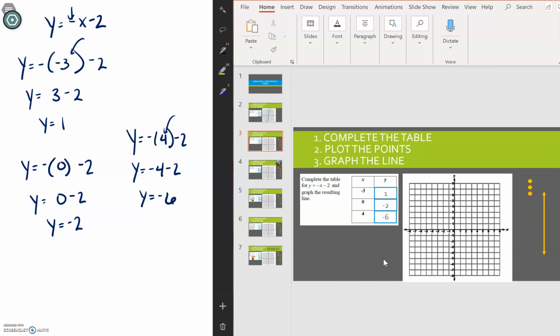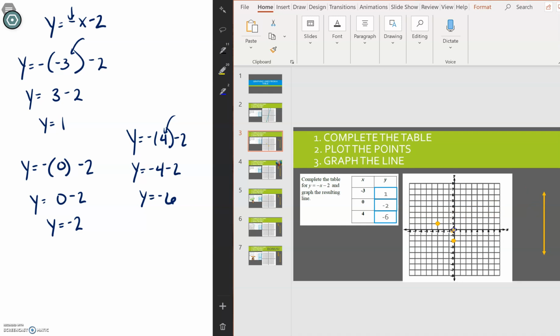Alright, so we got the first part done. We completed the table. Now we need to plot the points. It's negative 3, positive 1. So from the origin, I'm going to go to the left 3 and up 1. Second point, 0, negative 2. So my x value is 0, so I don't move left and right. But my y value is negative 2, so I'm going to move down 2.